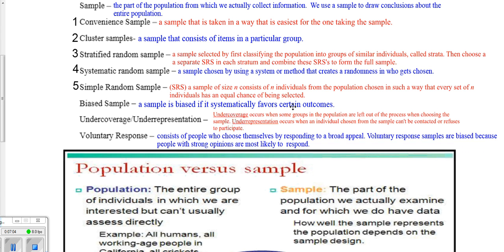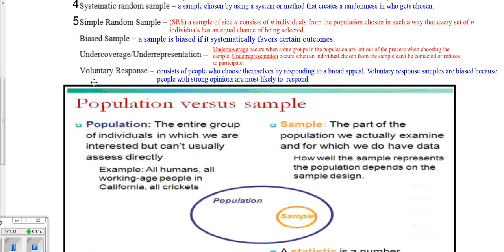And a voluntary response is another kind of sample. It consists of people who choose themselves by responding to a broad appeal. Voluntary response samples are biased because usually people with strong opinions are the most likely to respond. It would be like if you set up a table outside of the lunchroom and asked people to respond to a certain question. Usually, the people who are most likely to respond are the people who are going to be the most mad one way or the other. So normally you don't get a whole lot of people who are mediocre or in between to respond to something like that. So voluntary response is fairly biased because you only get strongly opinionated people to respond.